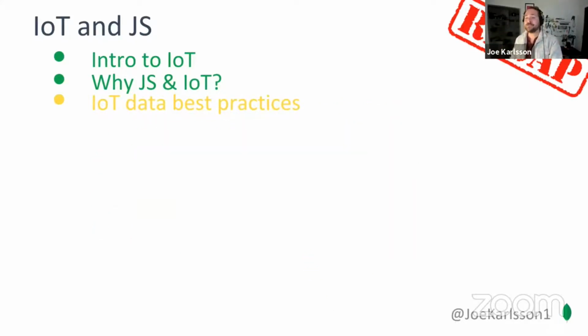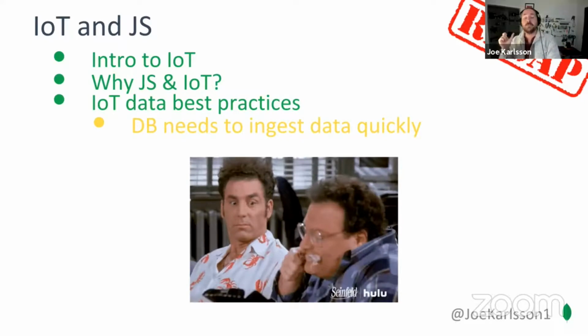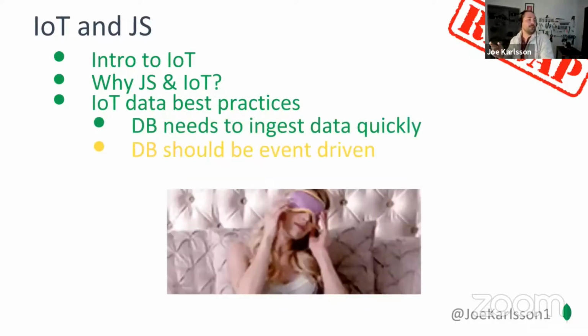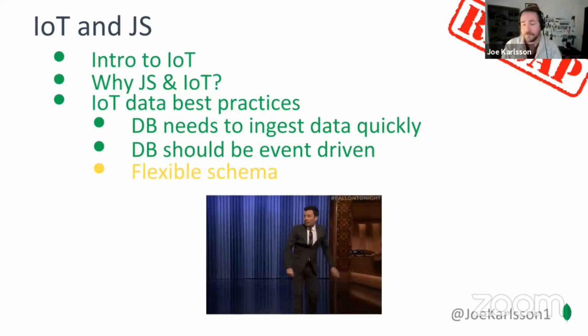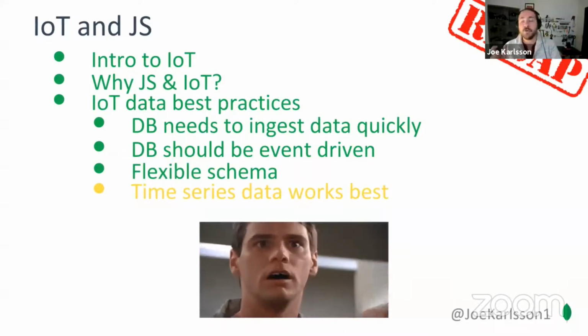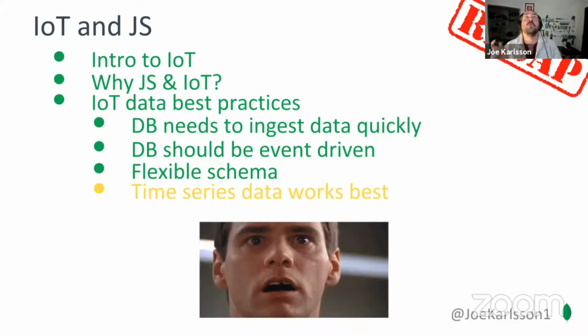We discussed IoT data best practices. So when you're considering your next IoT project and you need to pick a database for saving that data, make sure you're picking a database that's able to ingest lots of data quickly. That means lots of concurrent writes to the database. You should look for a database that is event-driven, similar to how JavaScript and IoT projects are built. You should look for a database with a flexible schema that is very helpful for updating sensor data on IoT projects. And also, this is the one I think is most important: make sure your database is able to handle time series data natively. That is going to make your life so much easier. I guarantee it. I promise.